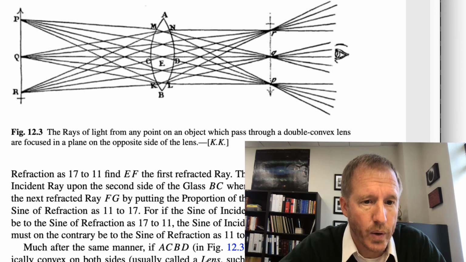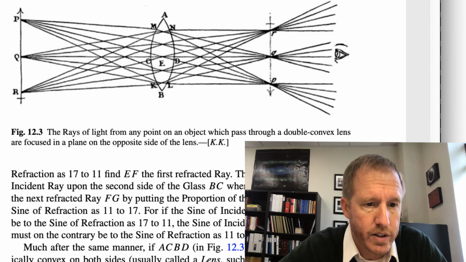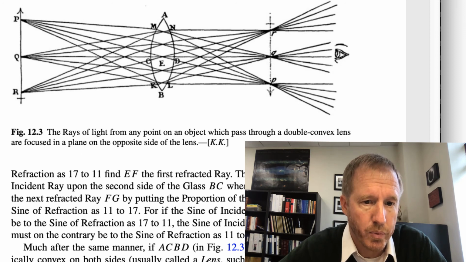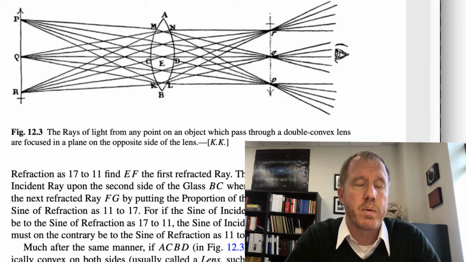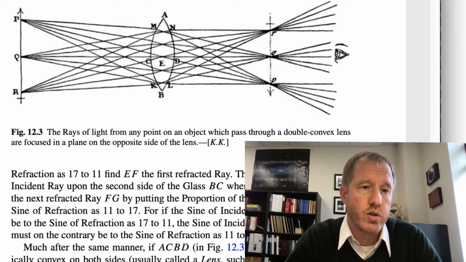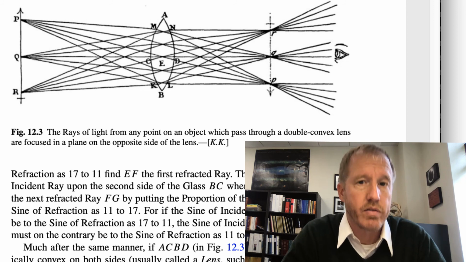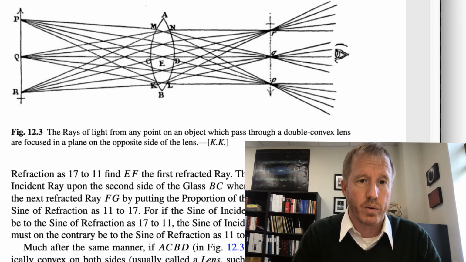Let that ray in going out of the glass be incident upon capital N, and then find the second refracted ray, capital N little q, by the proportion of the sines 11 to 17. And after the same manner may the refraction be found when the lens is convex on one side and plane or concave on the other, or concave on both sides. So he's providing us with a strategy for tracing the path of rays of light going through surfaces of either convex lenses or concave lenses or planar lenses and so on.